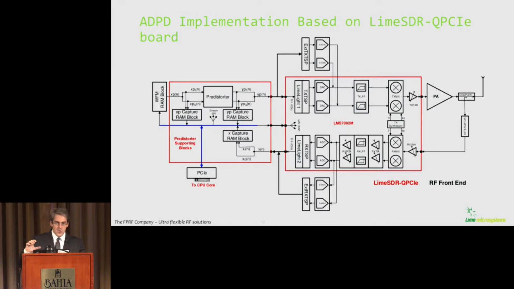In order to calculate coefficients, the CPU core needs waveforms, and waveforms are captured by dedicated data capture RAM blocks, which are given on the left side of the picture. So the predistorter takes a signal from some waveform RAM block and produces the output which drives the transceiver chip LMS7002M, exactly its transmitter path.